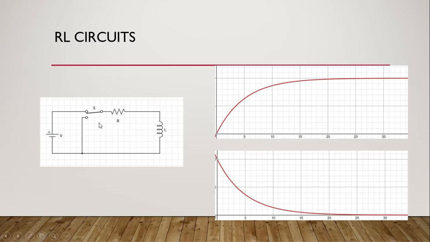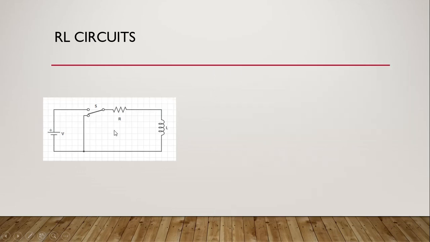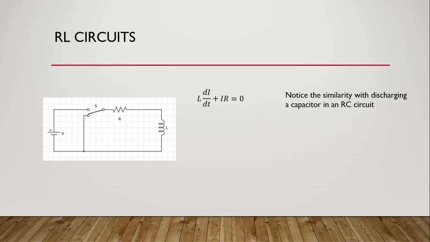What happens if we flip the switch back over is that the current would start to decrease. There's no longer that driving force, so we can actually prove that that's true. L di/dt plus IR. Notice again the similarity with the RC circuit. And so what you end up with is an equation that looks like that for current.